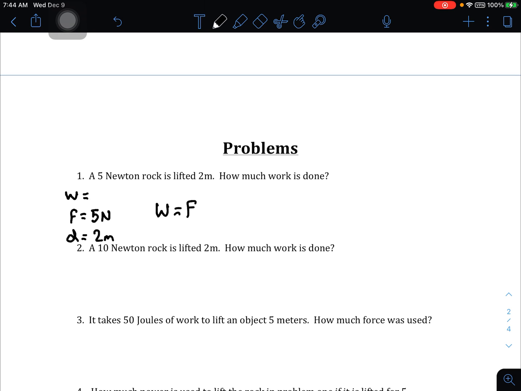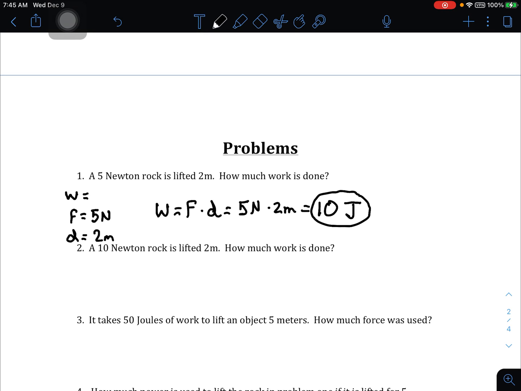W equals F times D is equal to 5 newtons times 2 meters, which is equal to 10. And all I need are the appropriate units of work, which is joules. And there you go. I can circle my answer. Now your problem should be done in the same format, including all the information that I did.